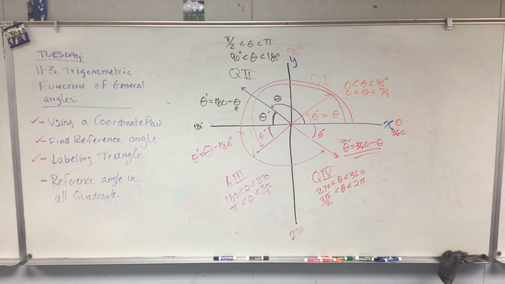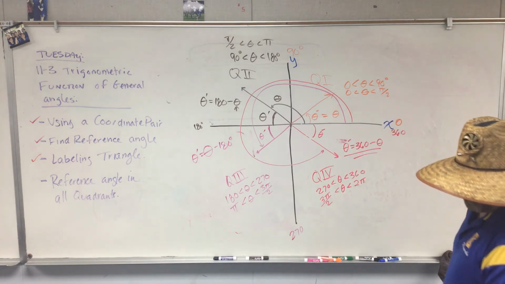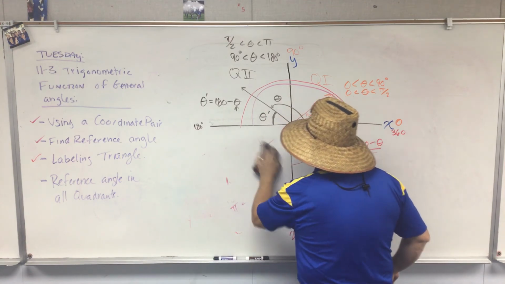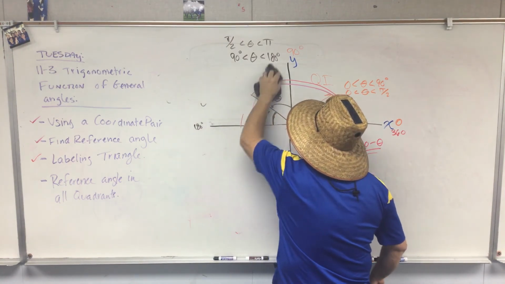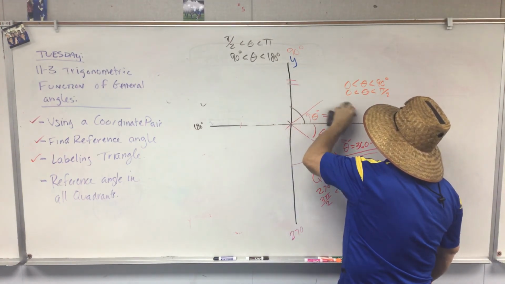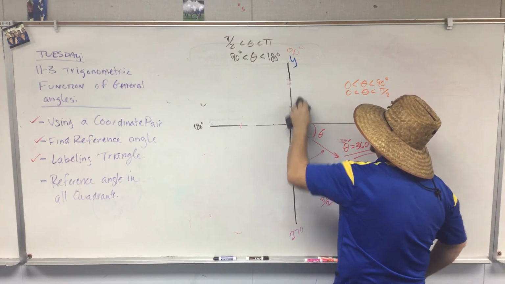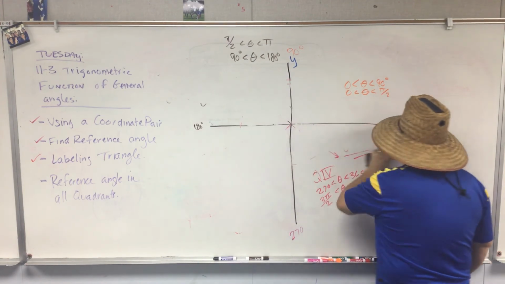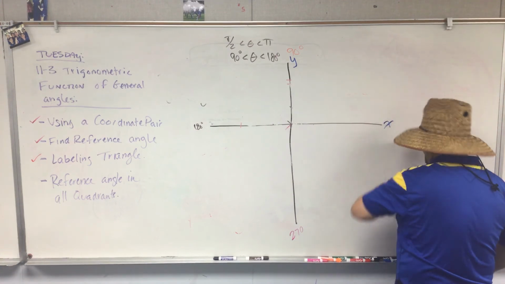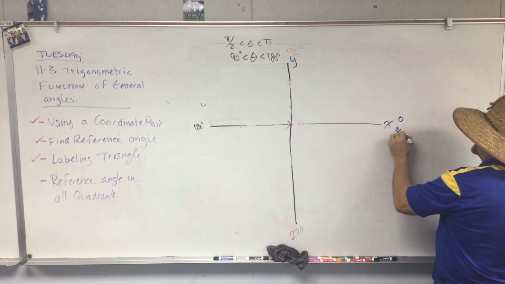Okay? So let's tackle a couple of these. It'll make you kind of look at it a little differently here. So let's erase the stuff inside here, and we'll do a couple of examples, and we'll be done for today. So here we go. That's 270, and this is 0 and 360.